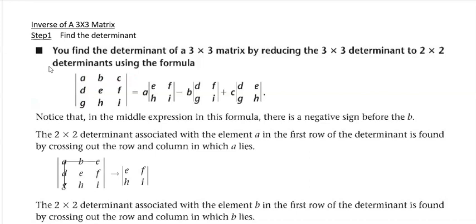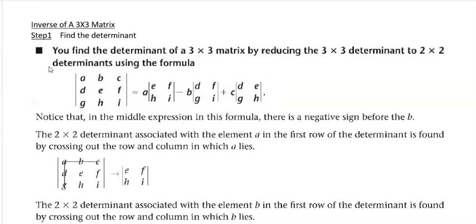For the next one, take your B and cross out its row and column, and what you're left with is D, F, G, and I. And that's what we've got here. Okay, and the last one, take your C and cross out its row and column, and what you're left with is D, E, G, and I, and that's what we've got here, D, E, G, and I.